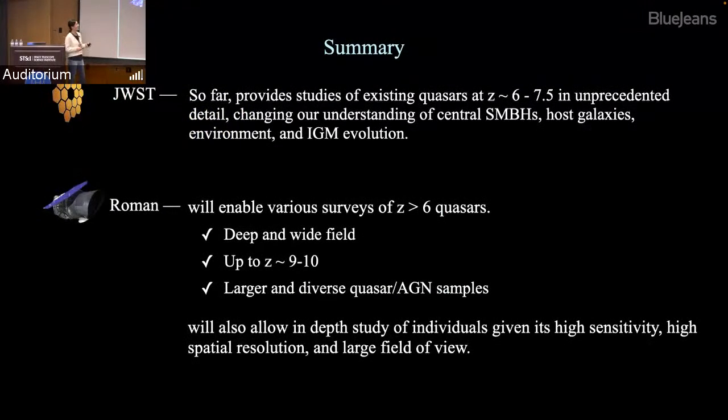And that's a summary. With JWST, as I mentioned, we get more details. We can go deeper for individual objects. And Roman is good for surveys of redshift above 6 quasars, with deeper wide fields up to higher redshift and larger and more diverse samples. And also, as we already learned, Roman has high sensitivity, high spatial resolution, and a large field of view. So it can also allow in-depth study of interesting individual high redshift quasars. I'll stop here and take questions. Thank you.